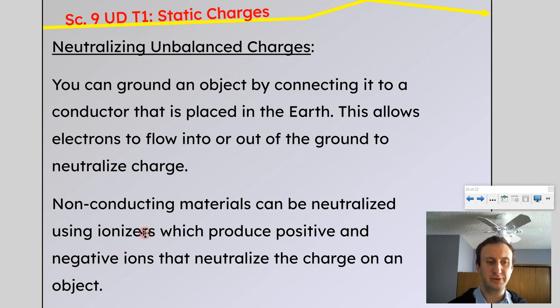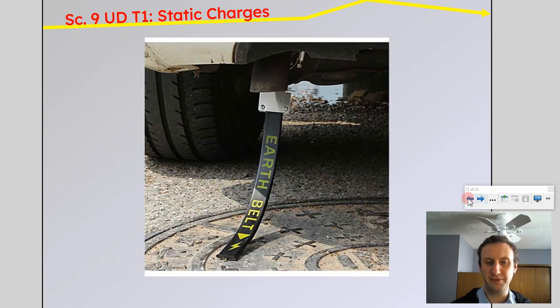Non-conducting materials can be neutralized using ionizers, which produce positive and negative ions and neutralize the charge on an object. We're not going to talk too much about that. Just know that ionizers are a thing to make sure that you don't have ion or electron buildup. This is kind of neat.